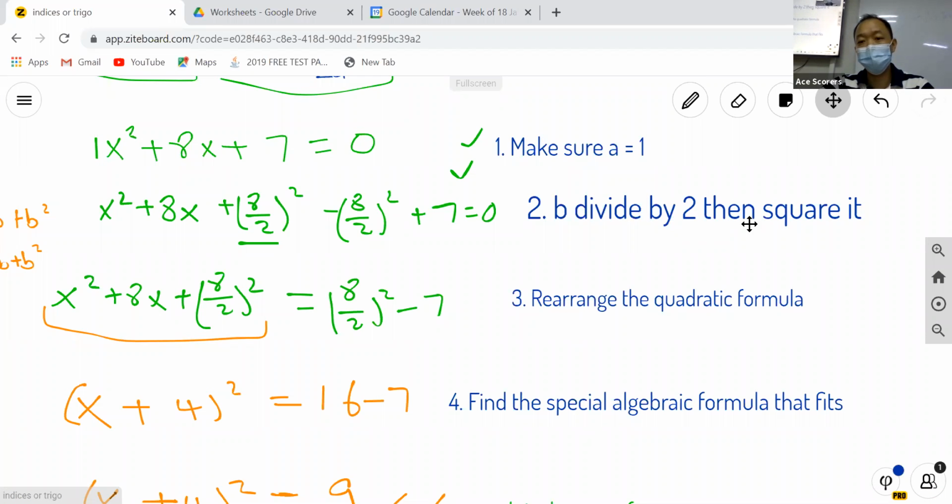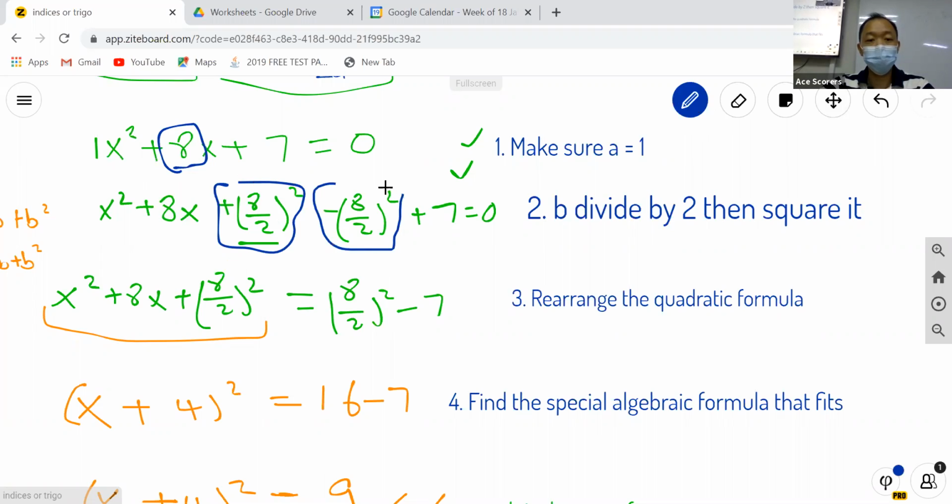Step 2, b divided by 2, then square it. So what is b? This one is the b, 8. So we take 8 divided by 2, square it. We add 16 here, and then we have to minus 16 over here. When we add here and minus here, these two cancel out each other, and therefore it's the original equation. I'm not doing anything mathematically illegal. It's a legal mathematical operation.